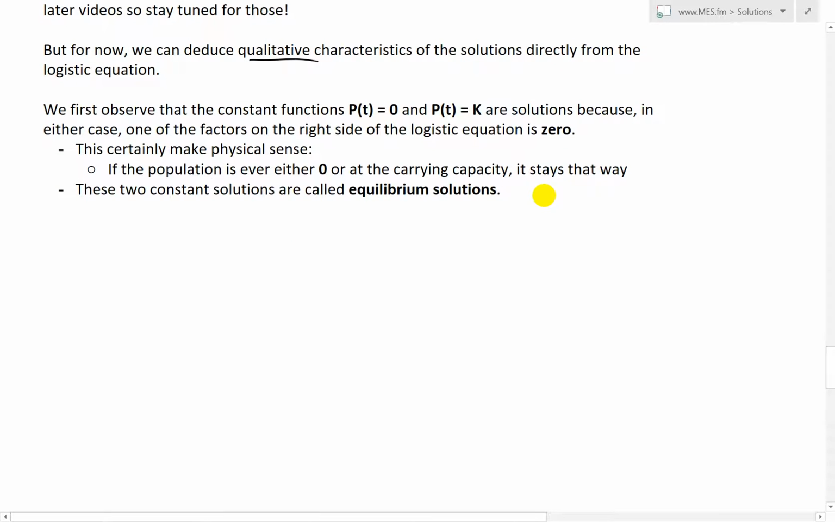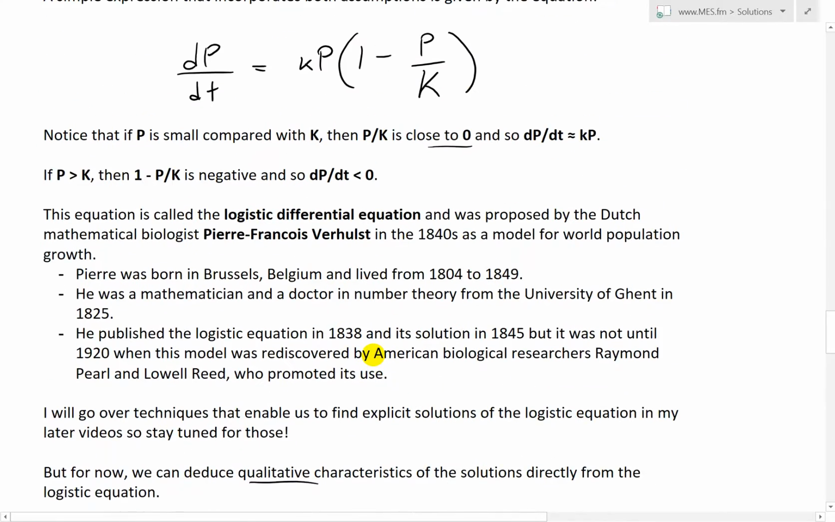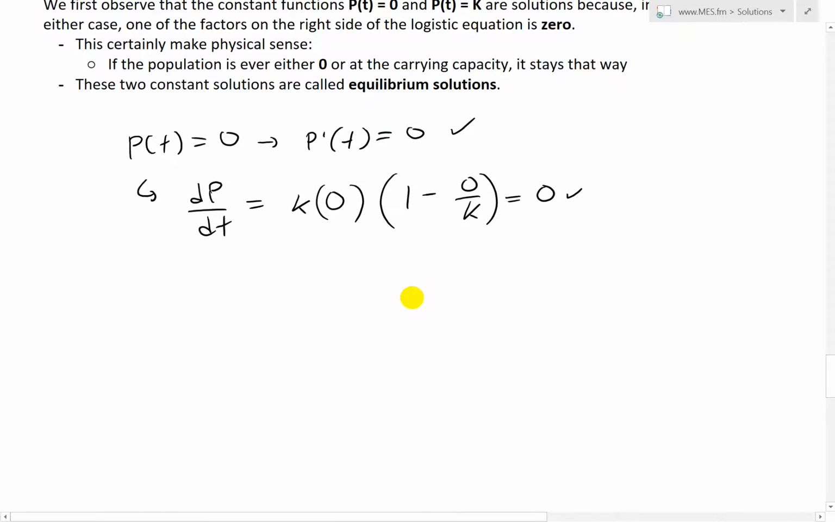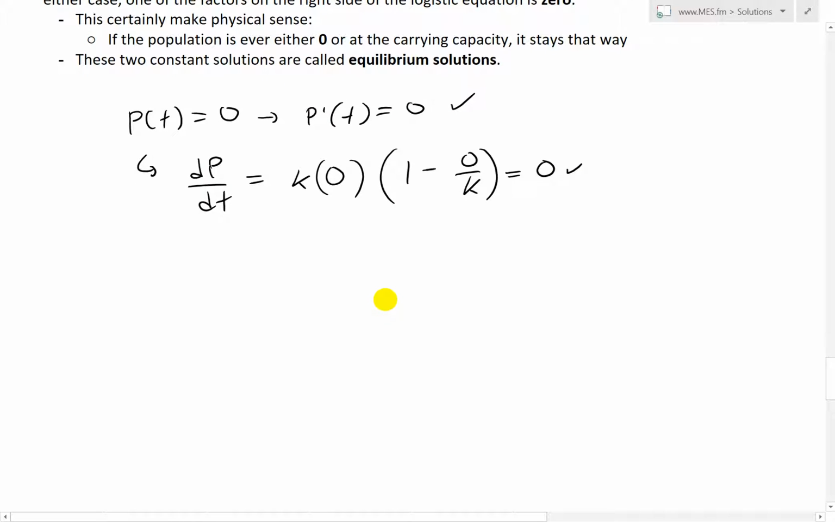I'll just draw that out, to clarify it further. If P of t is equal to 0, the derivative of 0 is equal to 0, and then let's plug in our values. Looking at the differential equation, dP over dt is equal to k times 0, that's P, and then this is 1 minus 0 over K, which just goes to 0. So this is true, this is true. So basically this is a solution of this differential equation.